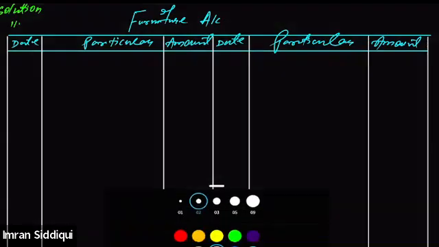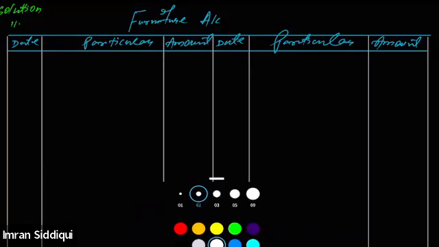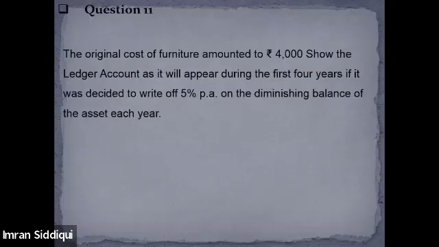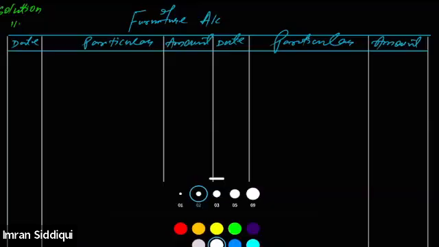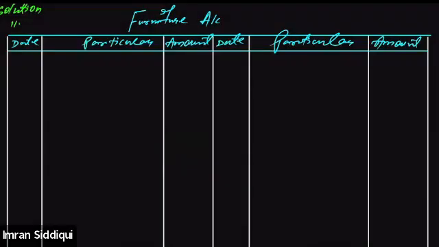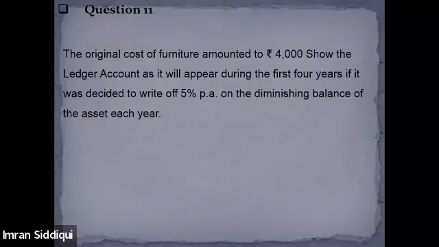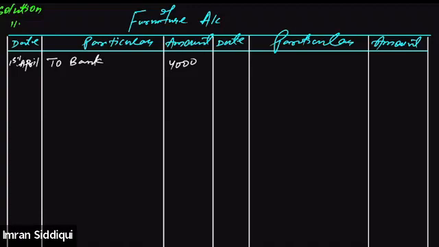Okay, so it says that furniture was purchased for 4,000 in the first year, assuming that it must have been purchased on 1st of April of a particular year. And we'll write this as to bank, the bank account, 4,000.